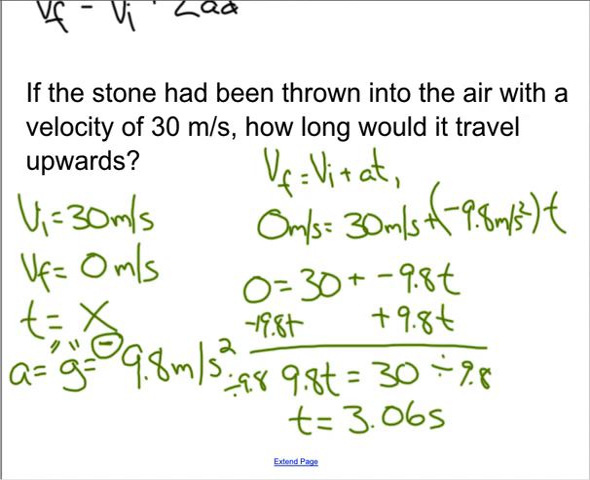Now remember, I could make this even tougher. How long would the stone be in the air total? Well, it's 3.06 seconds to stop going up. And thanks to gravity, it's going to be 3.06 seconds to come back down. So a question that asked you how long was it in the air? Do half the motion and double it. And you could figure that out. There's lots to figure out through practice.